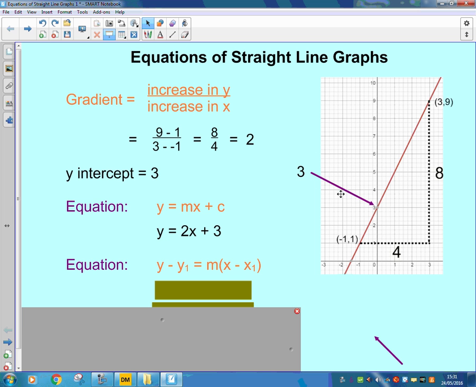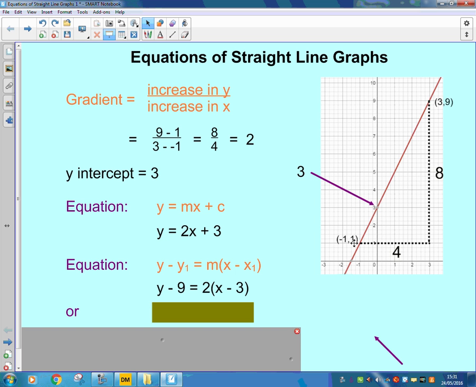Now if we used this one and we use the point 3, 9, then y1 will be 9, x1 will be 3: y minus y1, y minus 9, the gradient is still 2, and x minus 3. If we use the other point, minus 1, 1, x1 is minus 1, y1 is 1, so you can do y minus 1 equals 2, but then you're doing x minus minus 1, which should rewrite as x plus 1, because a minus times a minus is a plus. So either of those two could be written as equations of a line instead of writing this.